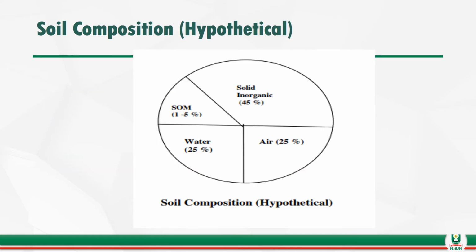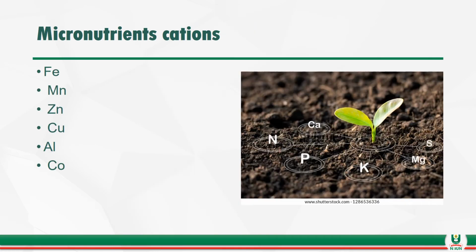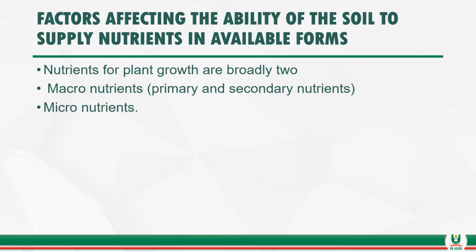This is a hypothetical graph of the soil composition. It has the solid phase, which is inorganic, the soil organic matter, the water, and the air. The micronutrient cations include iron, manganese, zinc, copper, aluminium, and cobalt, and all these are in the soil. From this picture, you can see that the nutrients are in the soil, and they move towards the plant for its absorption and subsequent utilization.